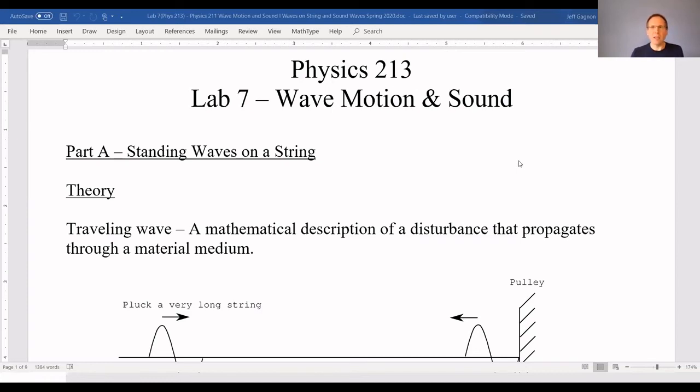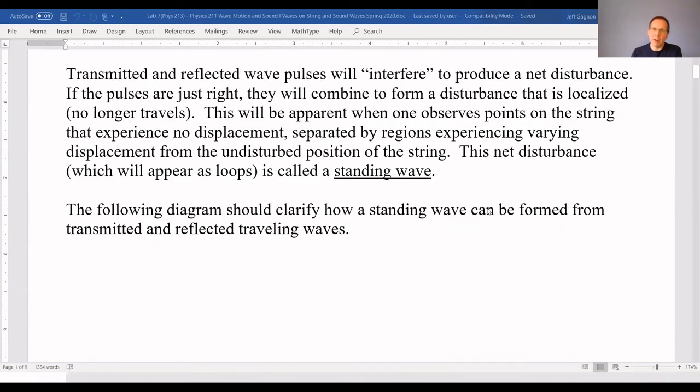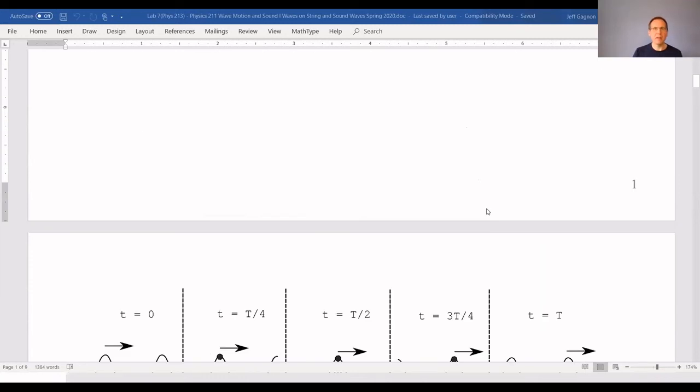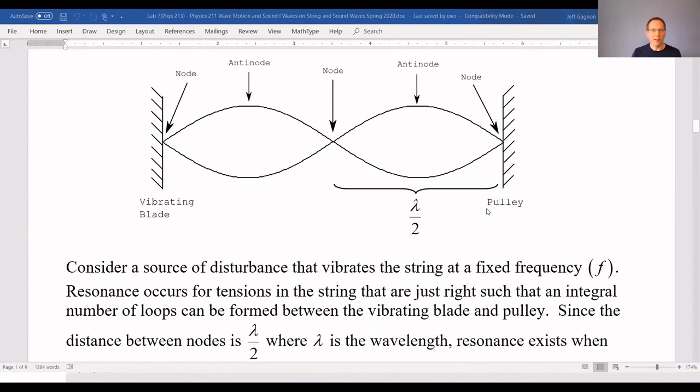Okay, so if we look at this lab report handout, there's some background information, which I talked about all this. If you want to read it more closely later, you can.